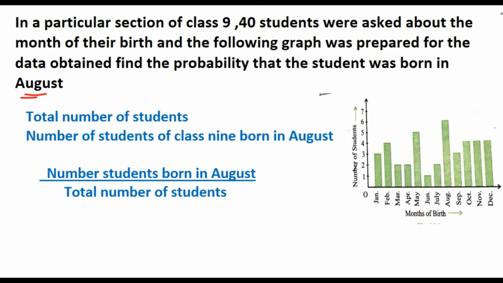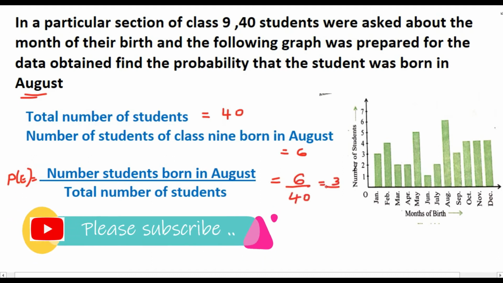So the total number of students of class 9 is 40. The number of students of class 9 born in the month of August is 6, and we can say that the probability of a student born in the month of August is equal to the number of students born in August divided by the total number of students. So that is 6 by 40. When you reduce it to the standard form, you have 3 by 20.